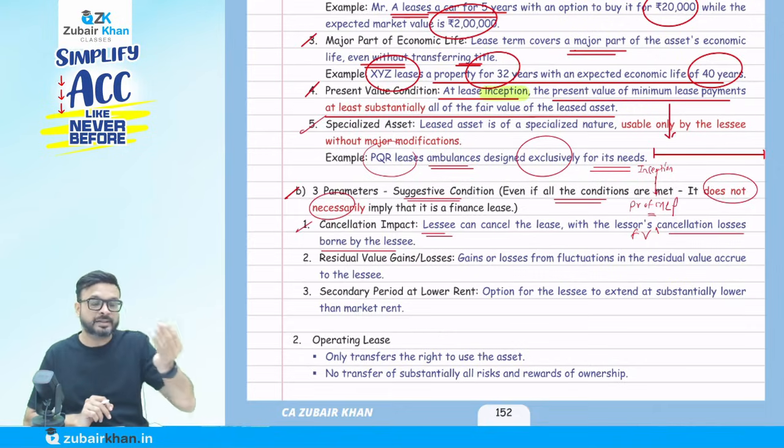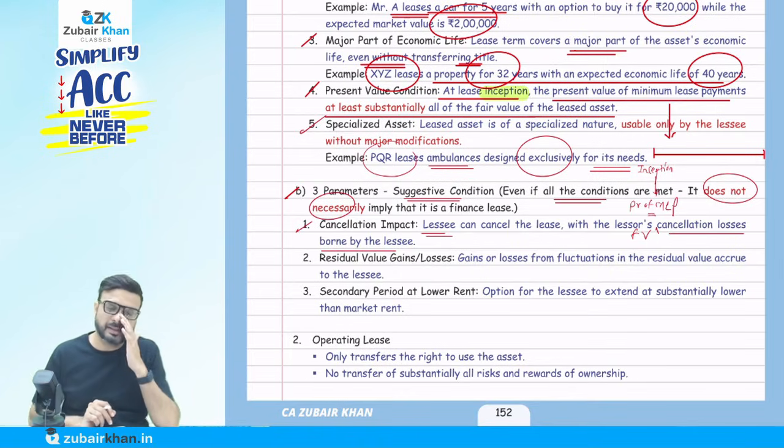For example, the lease term is for 5 years. The lessee might cancel the contract anytime, but the rent for the remaining period has to be borne by the lessee. For example, the lease term is 5 years, he can cancel in the 2nd year, but for the remaining period, if a loss happens to the lessor, it has to be borne by the lessee. Any loss of the lessor related to this asset should be borne by the lessee. So it's an indicator that most probably he will not cancel the lease, and they say it might be a finance lease.